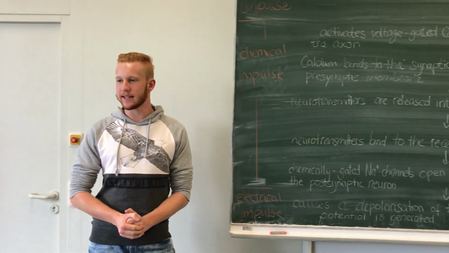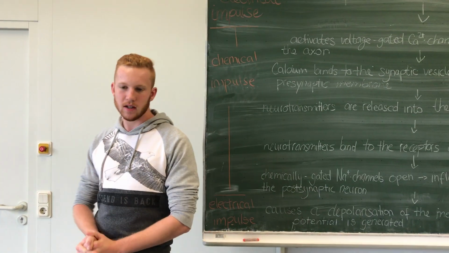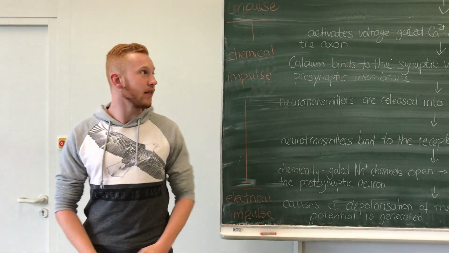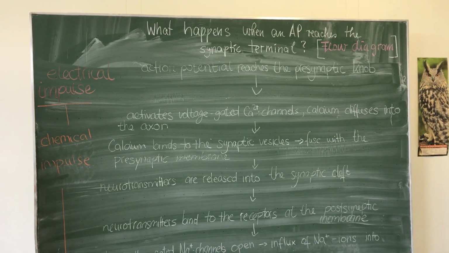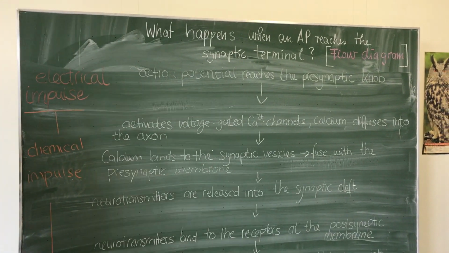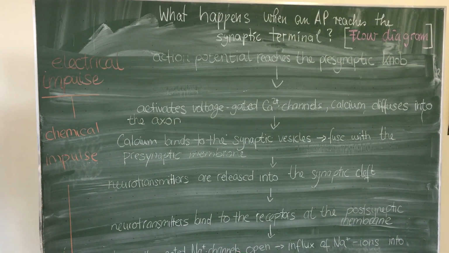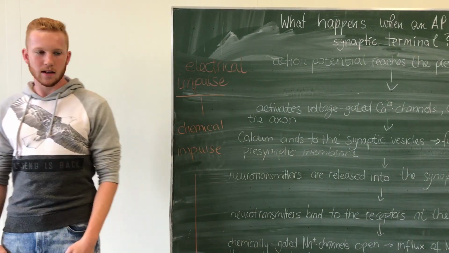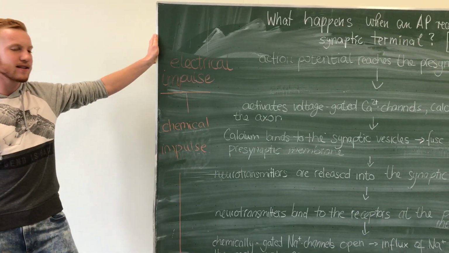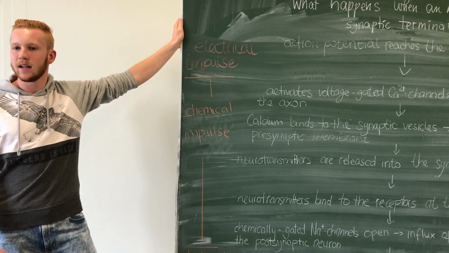Okay, dear class, let's collect what we've just found out. We have talked about the synapse today, and the question was what happens when an action potential reaches the synaptic terminal, and how is an electrical impulse transferred from one neuron to the next. So let's start. We have the electrical impulse, the action potential, at the beginning. What happens to it?